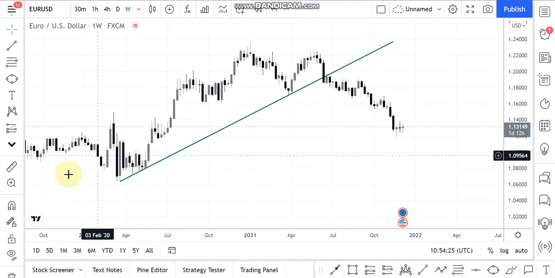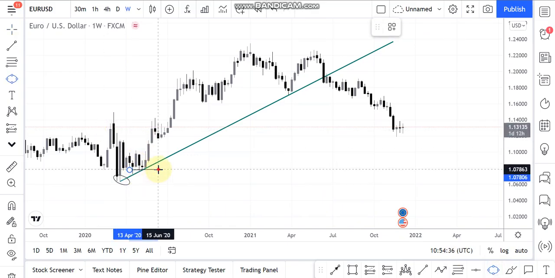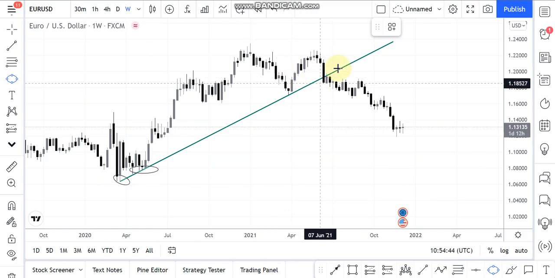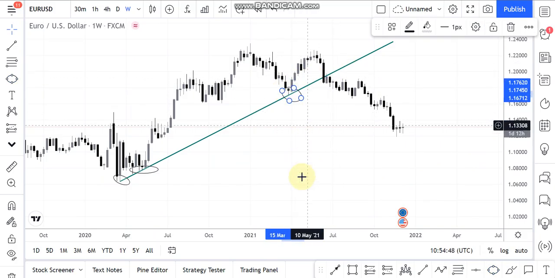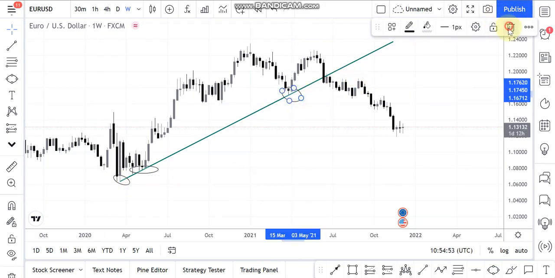Now this trend line I drew here, right, we can see that this was the first touch, this is the second touch, right? Now this is a trend. Now to confirm this trend line, right, we need a third touch, right? Now this is a very clear example of drawing a trend line.